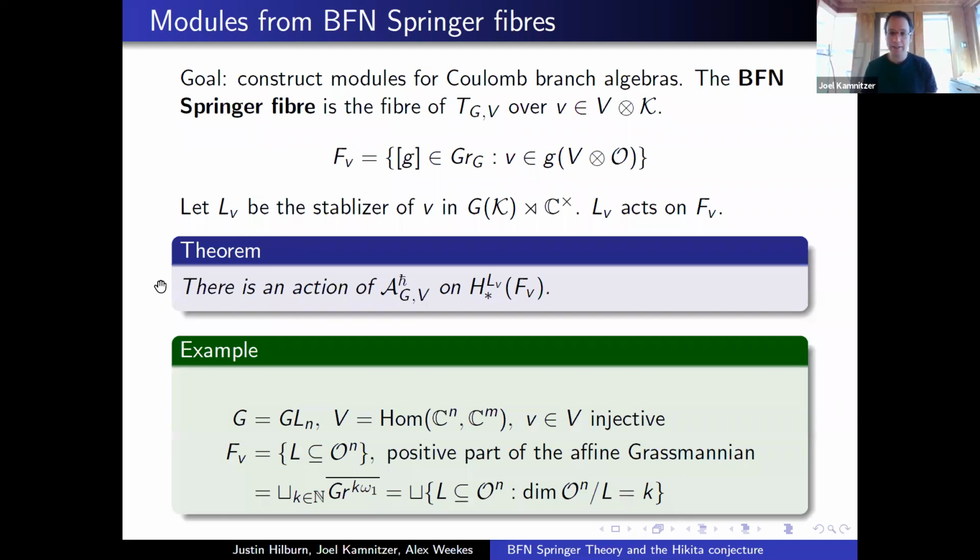Here's a very quick example. Suppose I take G to be GL_n and V to be Hom from C^n to C^m. So this is a very simple quiver situation, where I only have one node and a framing. And V is some injective map. Then it turns out this F_V is what's called the positive part of the affine Grassmannian. It's a disjoint union of closed subvarieties in the affine Grassmannian consisting of lattices contained in the standard lattice.